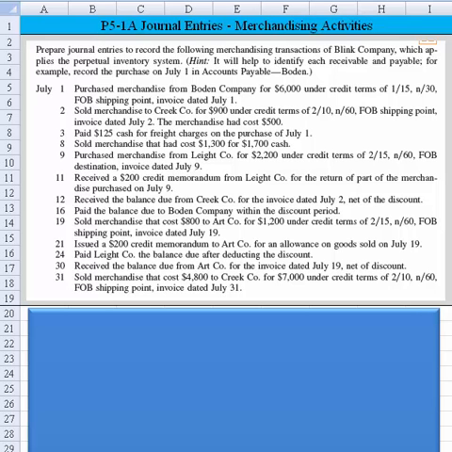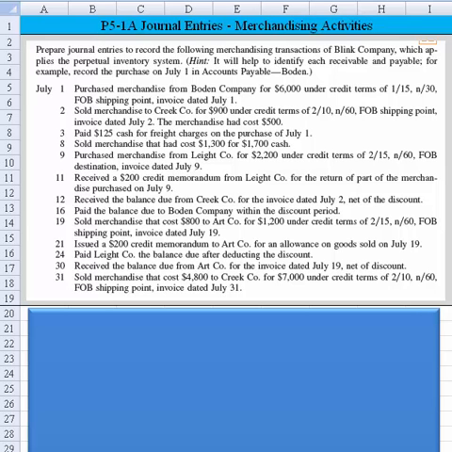Hi everyone. Let's take a look at problem 5-1A, which deals with some journal entries relating to a merchandising business. We're asked to prepare journal entries to record the following merchandise transactions of Blink Company, and they use a perpetual inventory system. Okay, let's tackle the July 1st entry.